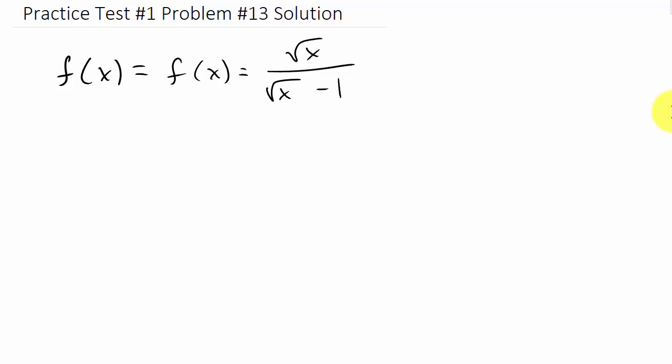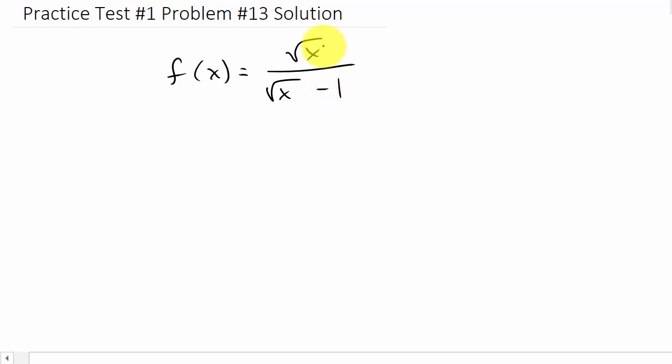Alright, so practice test 1 for derivatives. This will be the solution to problem number 13. Oh, I wrote f of x twice, didn't I? Okay. So I've got f of x equals the square root of x over the square root of x minus 1. Alright, so here we can see that we have to use the quotient rule.